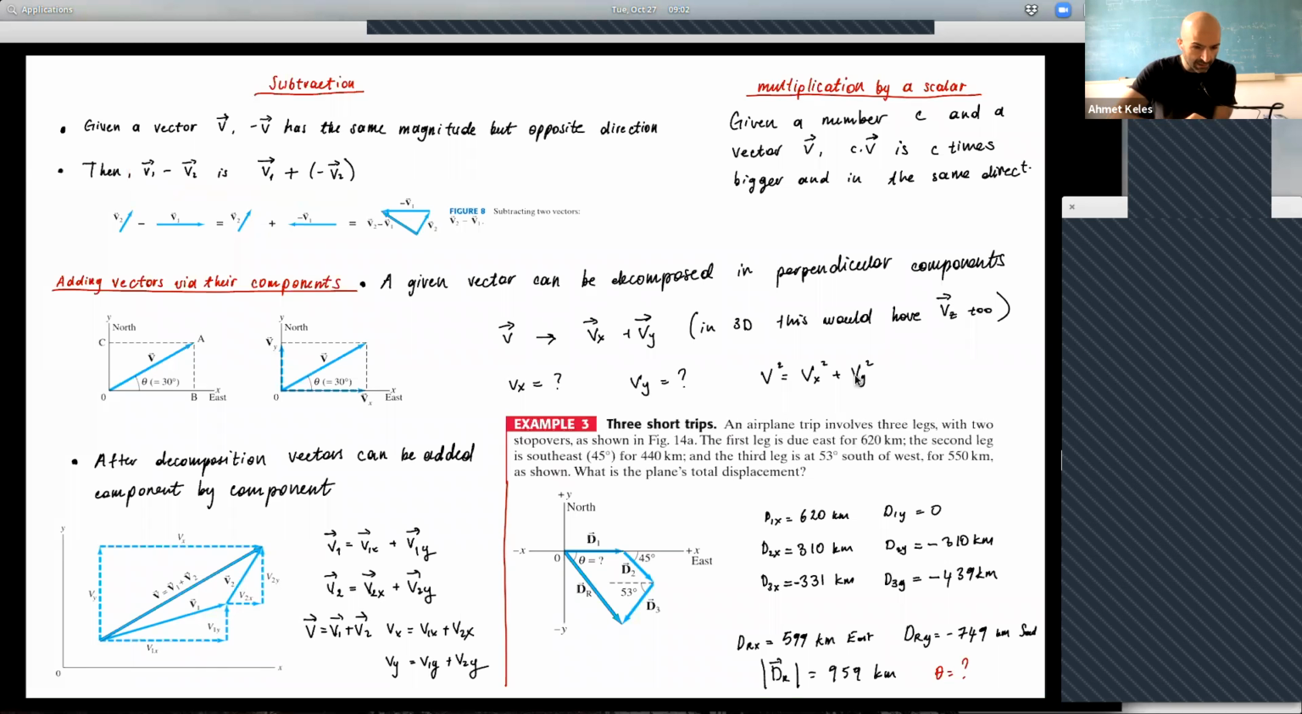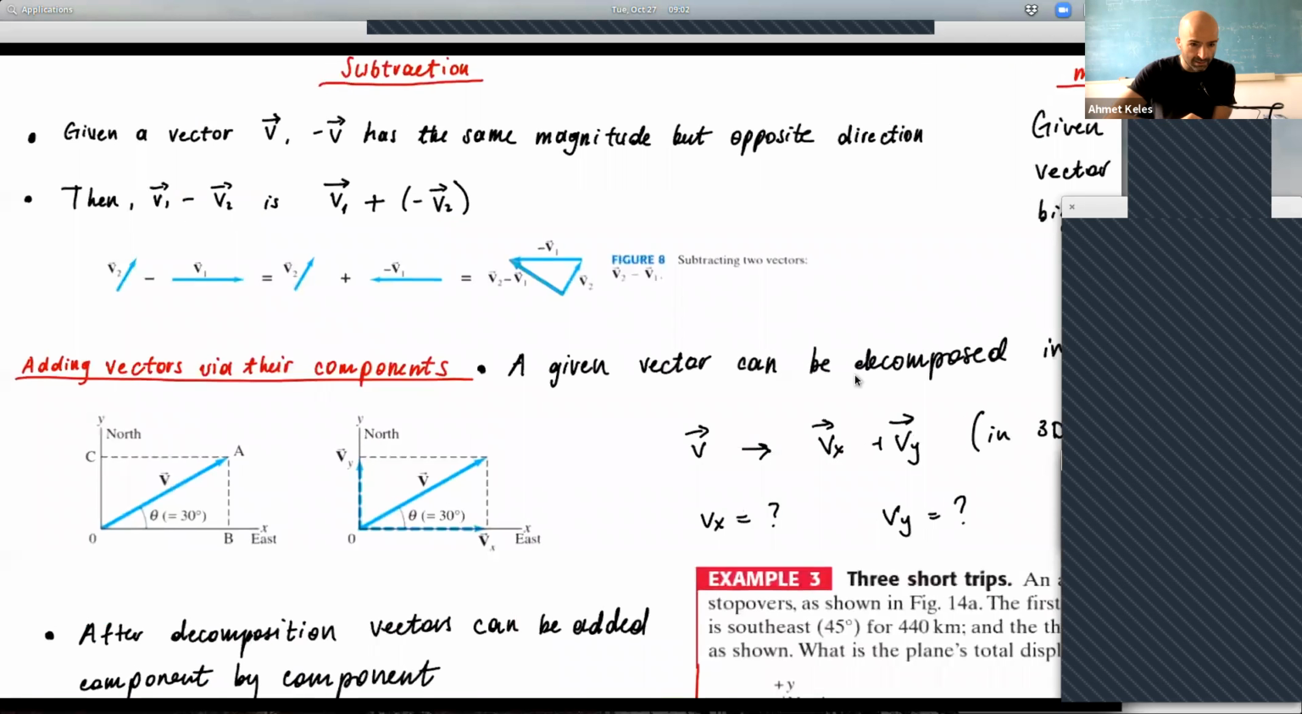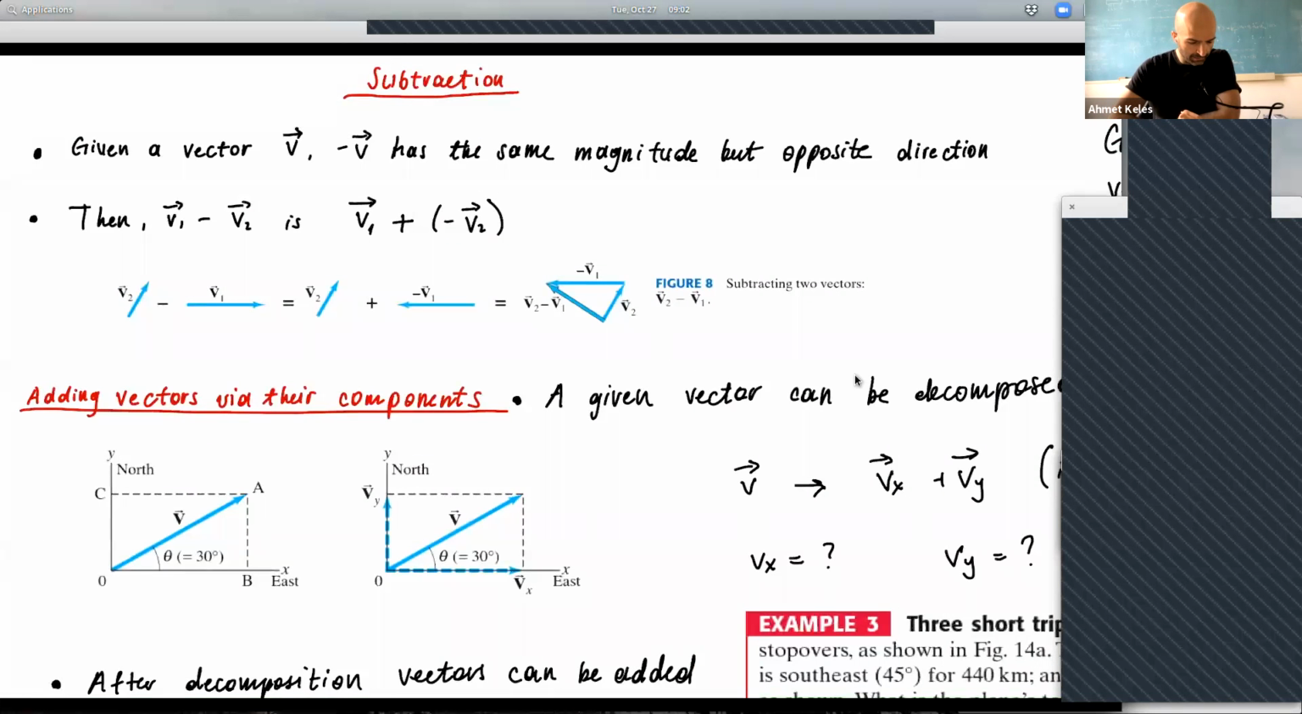Here's the example. Let's zoom in a little bit. So v2 minus v1, v2 is the same. We reverse v1 and make plus. You can see this is minus v1. And you can use this head to tail method, v2 minus v1, and here's the difference.